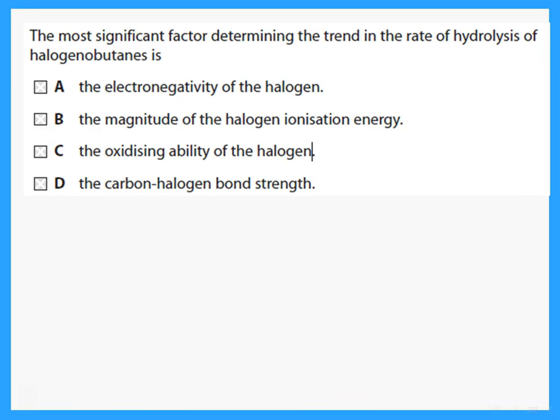The most significant factor determining the trend in the rate of hydrolysis of halogenobutanes, we said, what determines the rate of breaking down of halogenobutanes? Halogenobutanes means alkanes with halogens. C, halogen bond. So what determines the rate is the bond strength of the carbon halogen bond.